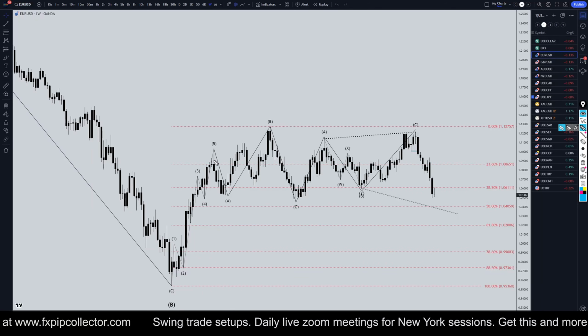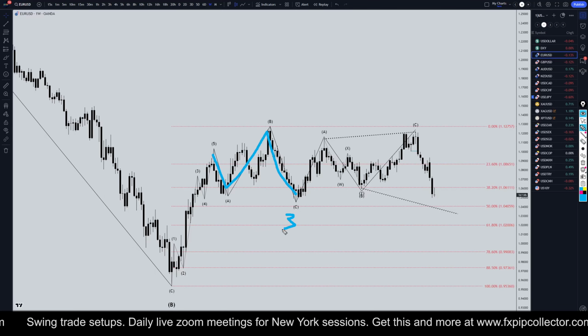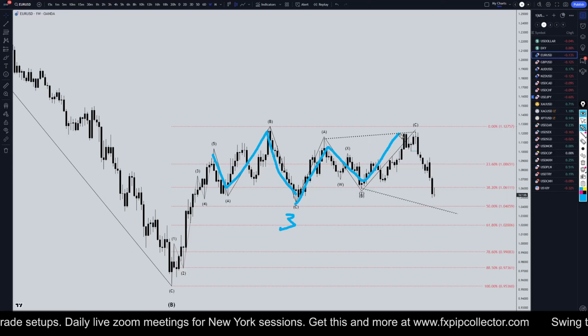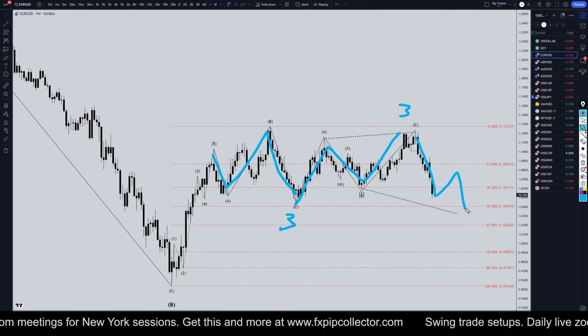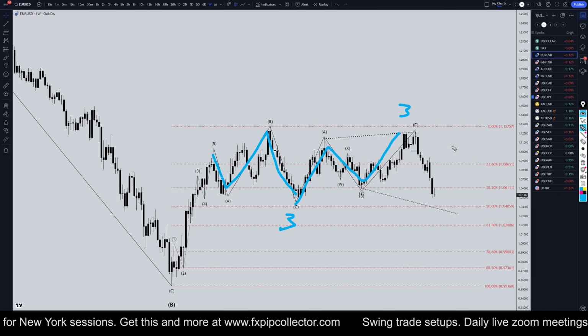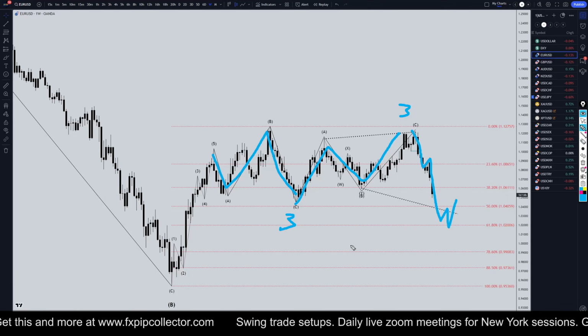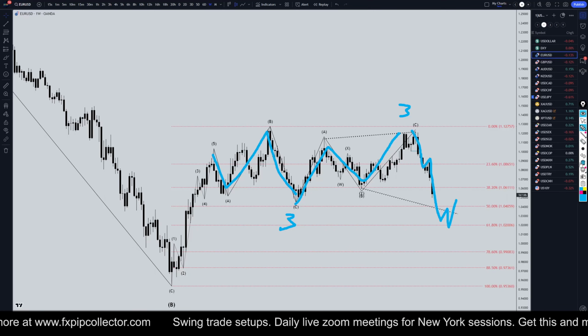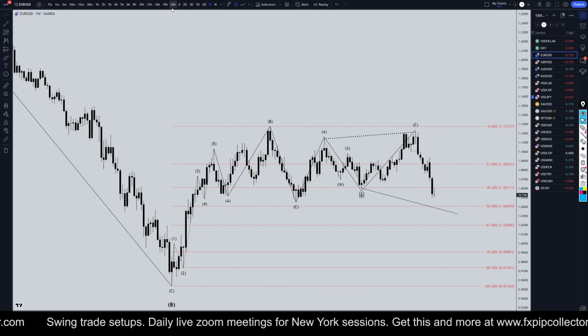On the weekly is where you can see that this is a double three pattern. So there's three waves right there. Then there's 1, 2, 3 waves up right here. Then most likely this is either going to make 1, 2, 3 waves down, or it's going to more likely maybe make 1, 2, 3, 4, 5 waves down for a 3, 3, 5, or a 3, 3, 3 pattern, which would be a WXY or a traditional ABC.